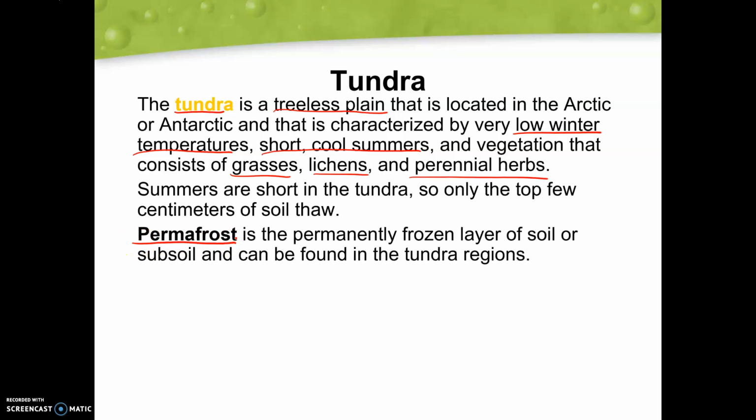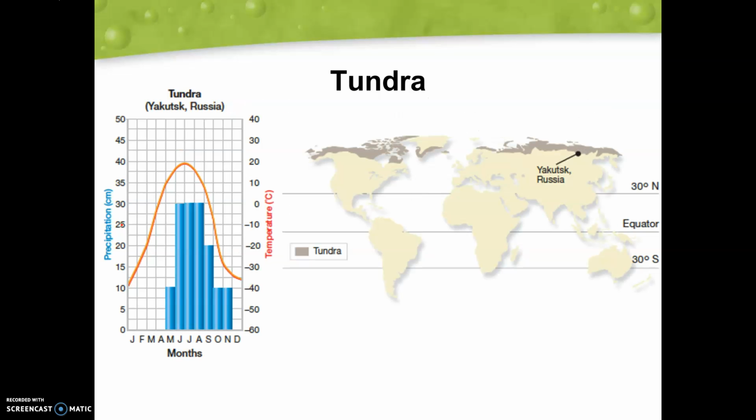Permafrost is the permanently frozen layer of soil or subsoil that can be found here. So this is going to be an important term, permafrost. If we take a look at our tundra, we actually do get quite a bit of precipitation, but it's mostly going to be snow here. But we can also see this huge variation in temperatures. Super, super cold winter seasons, and our summer season is still pretty cold as well. And like we mentioned before, only in the very upper part of our northern hemisphere here.